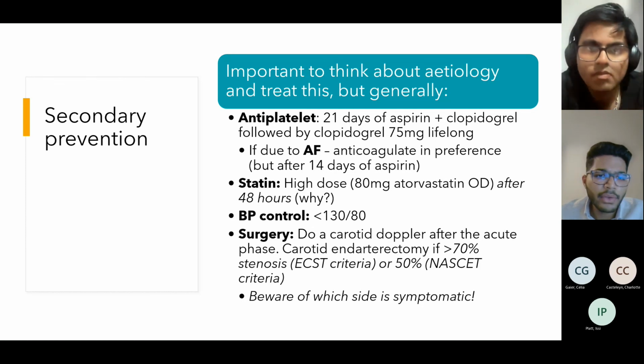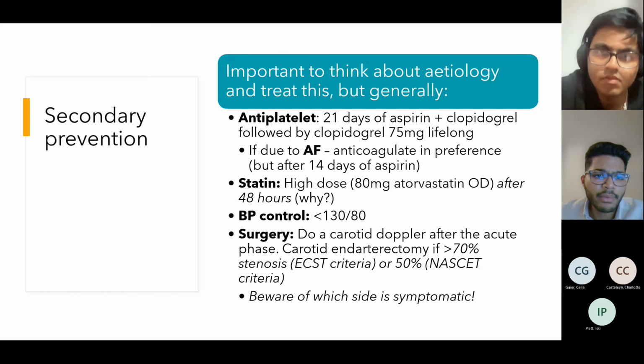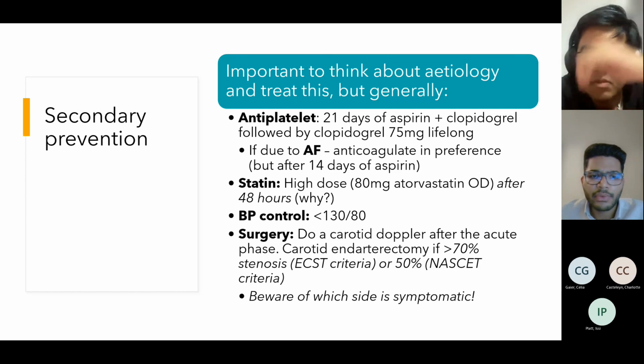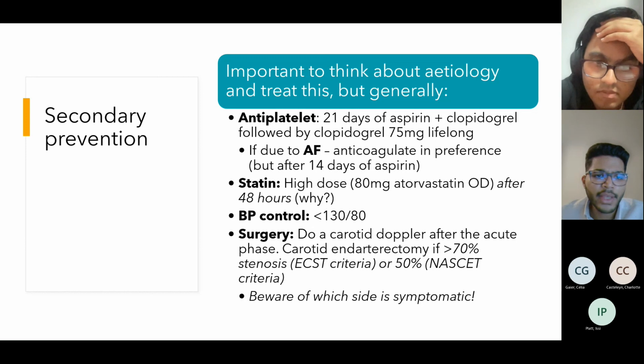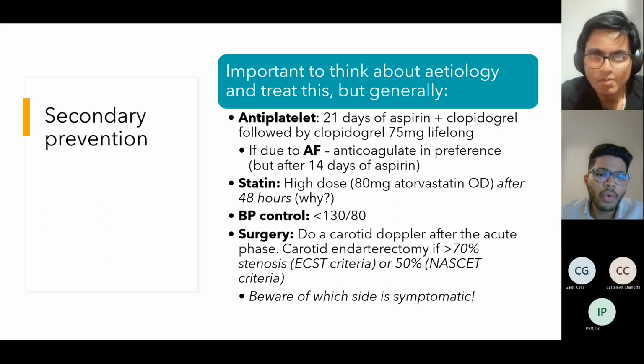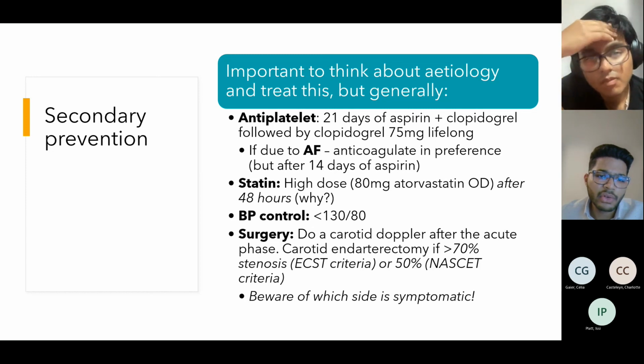So it's 2 weeks. You want to give them high dose statin, 80 milligrams of atorvastatin after 48 hours, again, because of the risk of hemorrhagic transformation. You want to control their blood pressure. And then you want to see whether the stroke is because they've got furring of their carotid artery. So you do a Doppler and you refer them for a carotid endarterectomy if it's over 70% stenosis with this criteria, or 50% stenosis with this criteria.